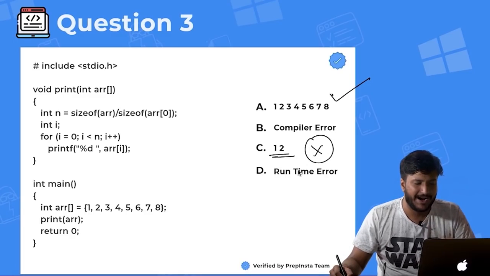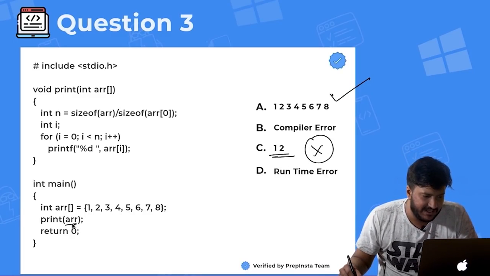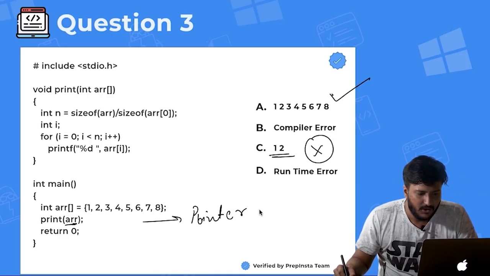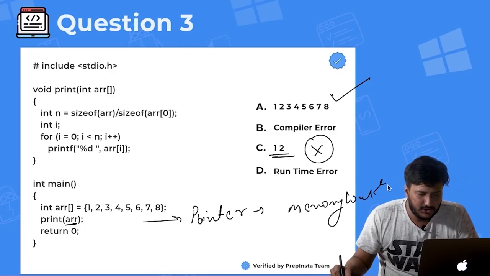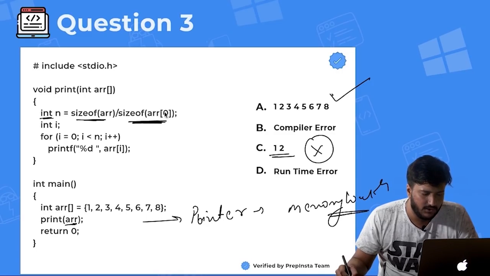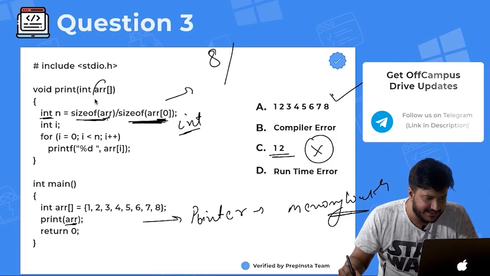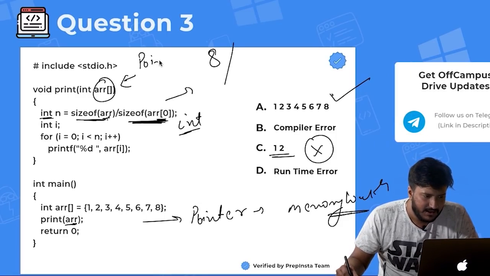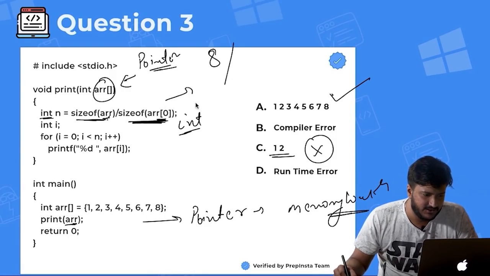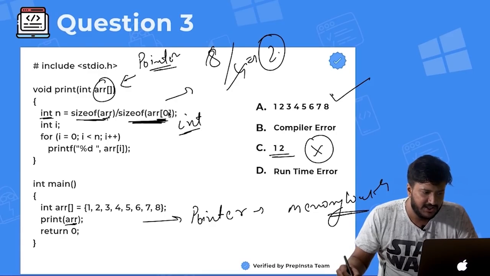This would be printed. Now, the reason why is, when you pass this ARR, what gets passed here gets passed as a pointer, or pointer to a memory location, right? So when you calculate int n, that is size of ARR divided by size of ARR of 0, you are dividing the size of the pointer, which is 8, by the size of int, which is 4, because this value is passed as a pointer, right? So 8 divided by 4 is 2. So essentially the first two elements would be printed. This 1 and 2 would get printed, right?